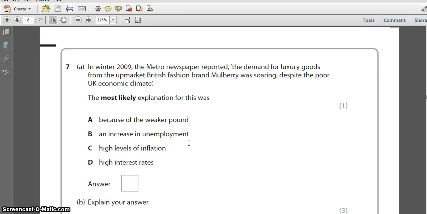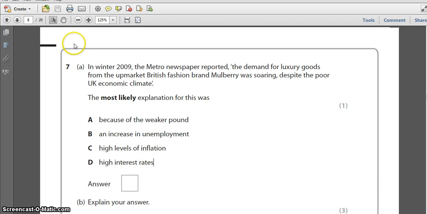The answer would not be B, as if UK unemployment was high, consumers would have less disposable income, which would mean they're less likely to buy luxury products. If inflation was high, that would mean that the price of goods and services within the UK was going up. This would mean that consumers had less money, which would mean they would not buy luxury products. If high interest rates existed, this would mean that consumers who have loans, such as mortgages or credit cards, would have less disposable income, so demand for luxury goods would go down. So all three of those are wrong.